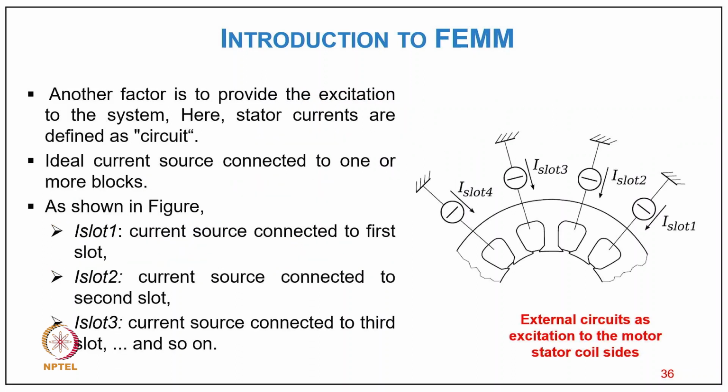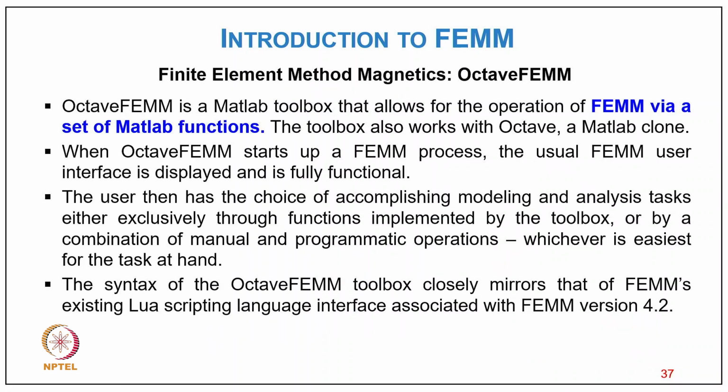So now another factor is to provide the excitation to the system. Here stator currents are defined as a circuit, and an ideal current source is connected to one of the slots, as shown in the figure. So I slot 1 is the current source connected to the first slot, I slot 2 is the current source connected to the second slot, and I slot 3 is the current source connected to the third slot, and so on, as shown in the figure as the external circuit providing excitation to the motor stator coil.